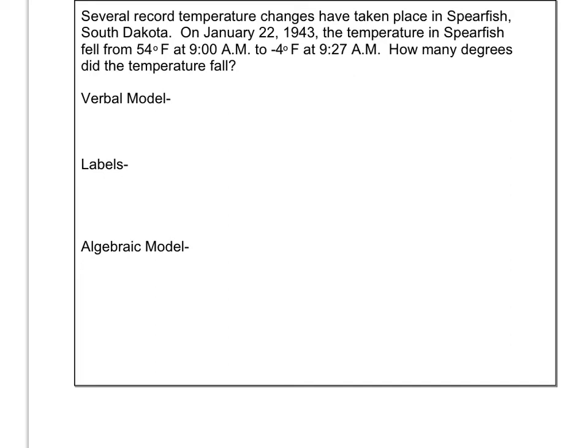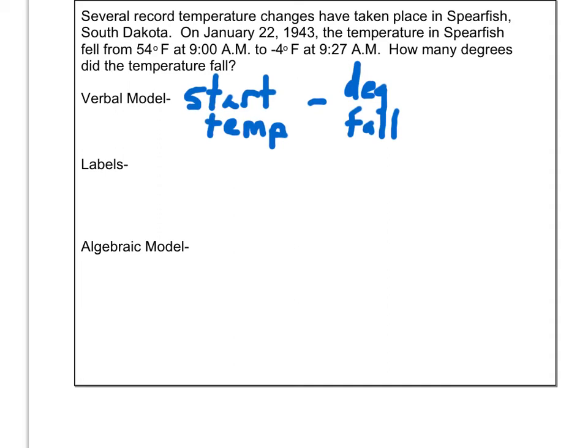Okay, so verbal model. Well, we're starting with a temperature, so we'll start with our starting temperature. Then it says that the temperature fell, so we're going to take away how many degrees it fell. Degrees fallen, okay? That's going to equal our ending temperature. So the starting temp minus how many degrees the temperature fell equals ending temperature. That should make sense.